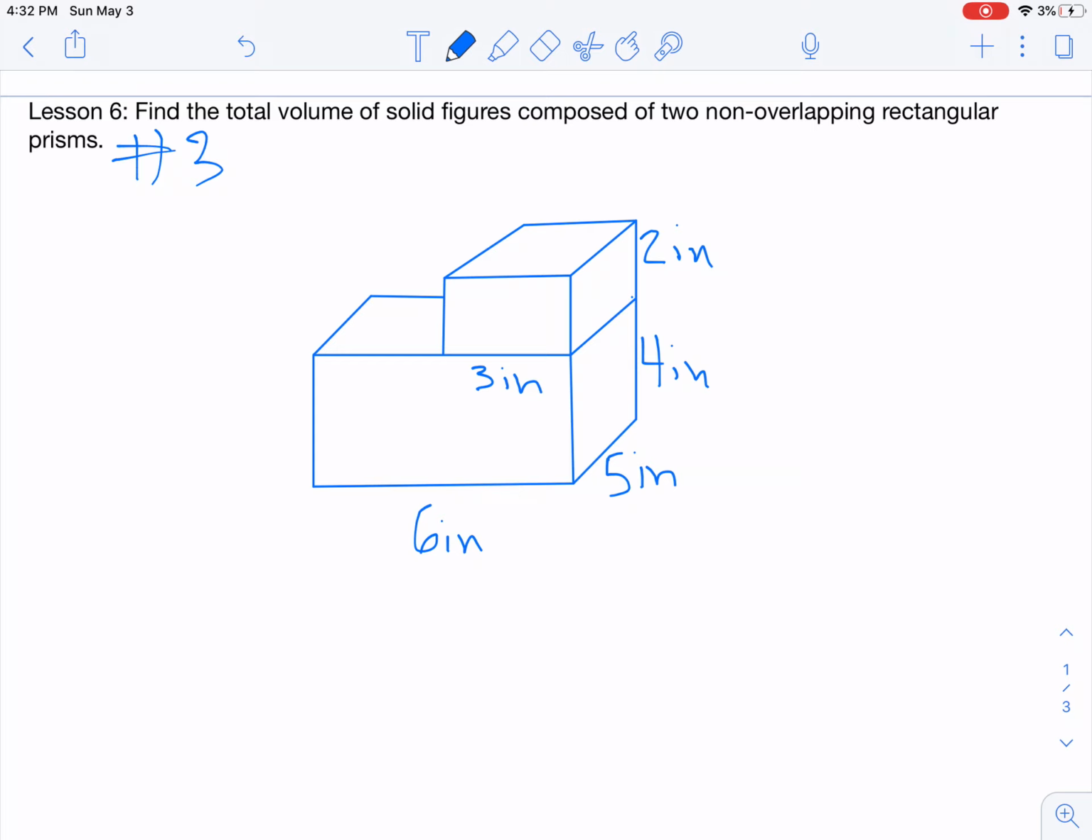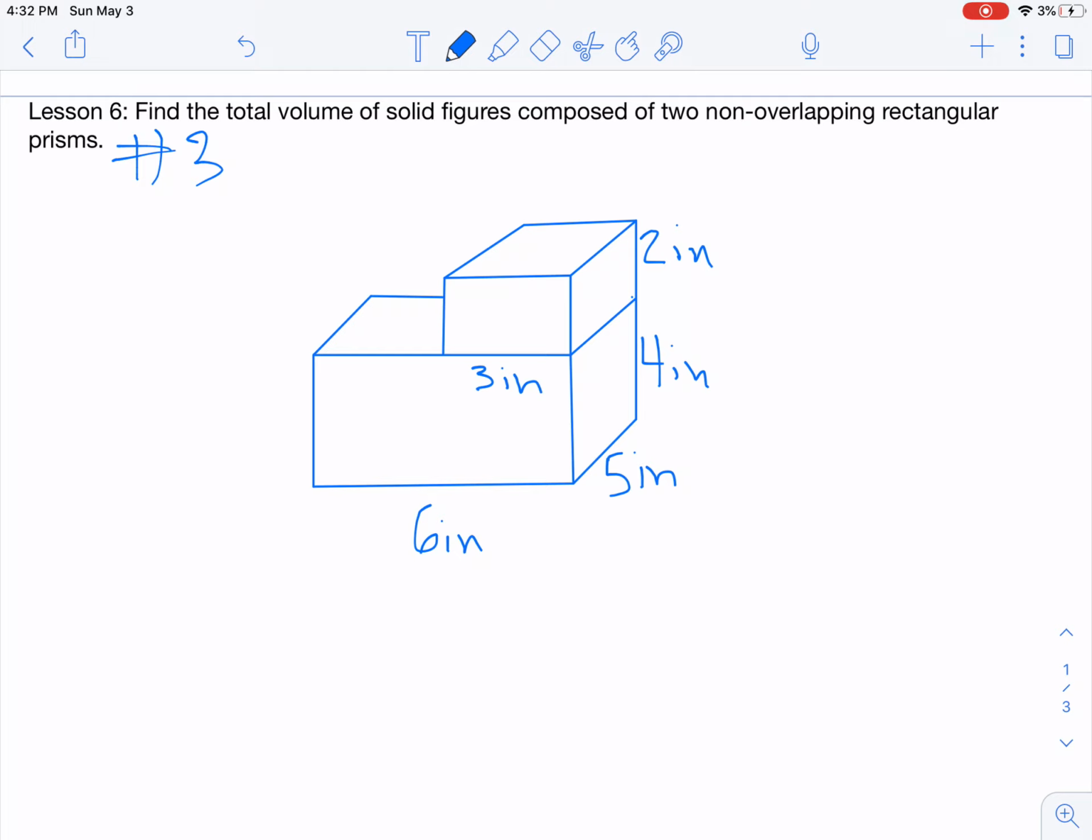Yeah, this time there actually are two boxes stacked on top of each other. The last time we just kind of imagined one, right? So we have a bigger box on the bottom and a littler box stacked on top. Now, there are a lot of markings on this figure, so we're going to need to be careful that we use the right ones to find the volume.